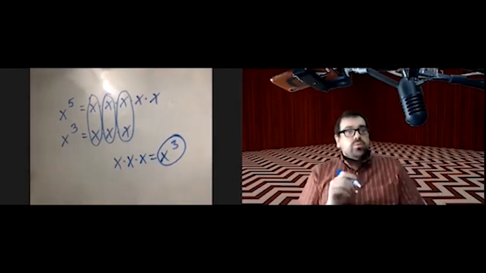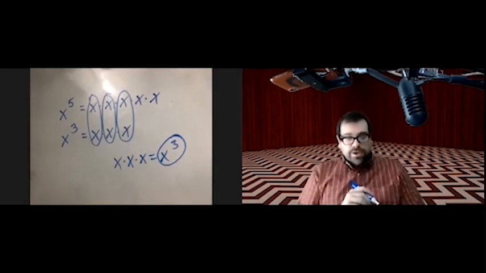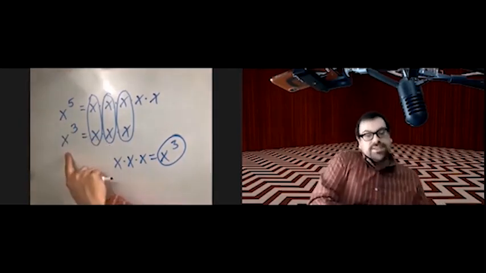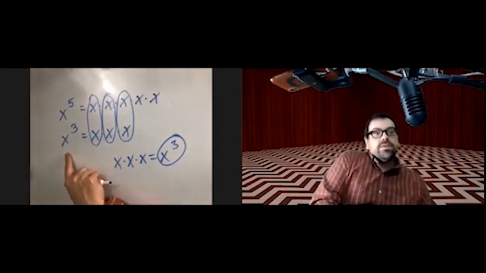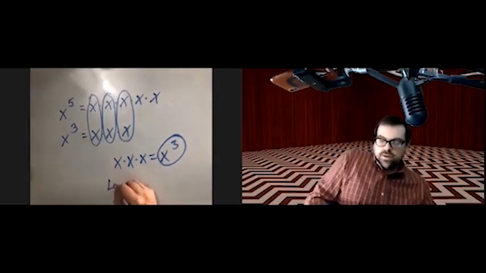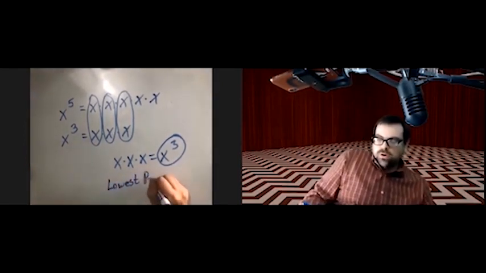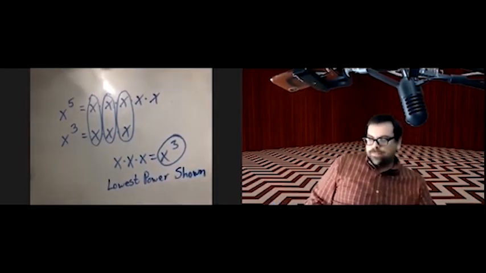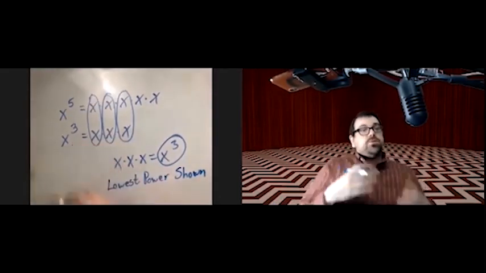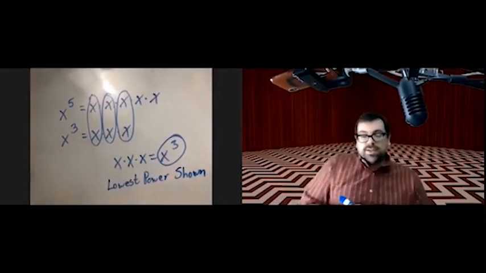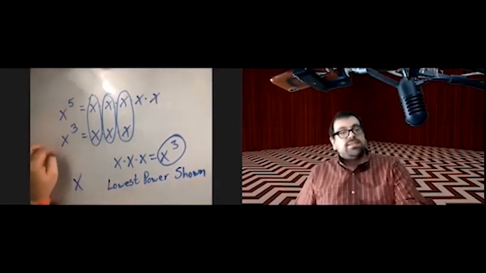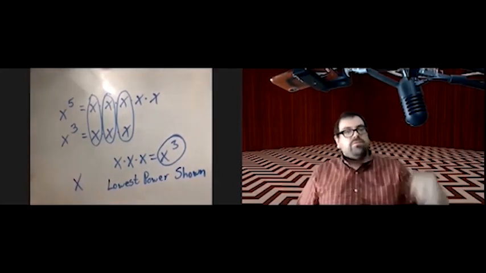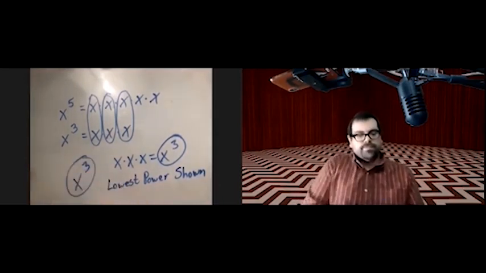In general, the rule we'll have is if we have the same variable, then the greatest common factor is going to be the lowest power shown. So for x to the 5th and x cubed, it's the same variable. The greatest common factor is going to be x to the lowest power shown. 3 and 5, what's the lower number between those two? 3.